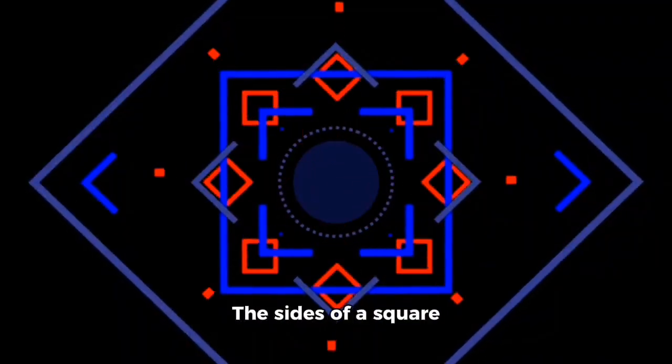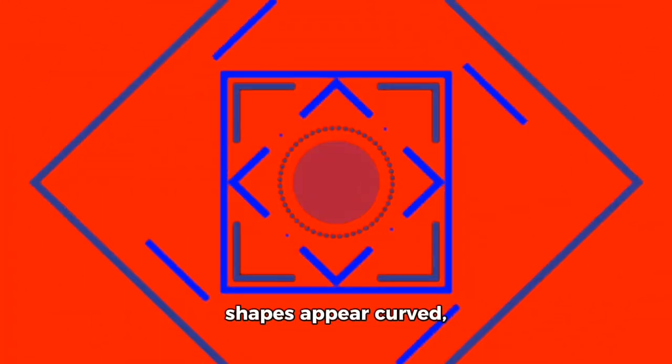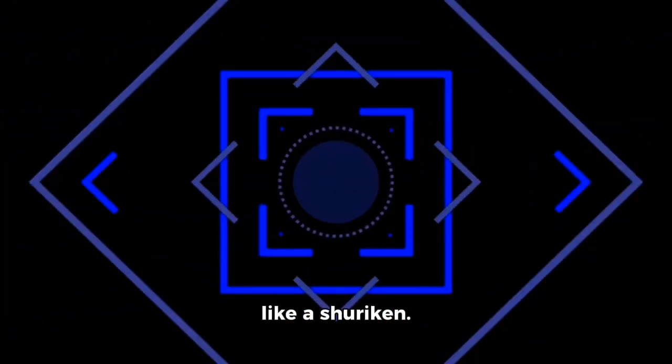Bezold effect. The red lines on the white background appear lighter and the ones on the black background appear darker. Ehrenstein illusion. The sides of a square placed inside concentric shapes appear curved, like a shuriken.